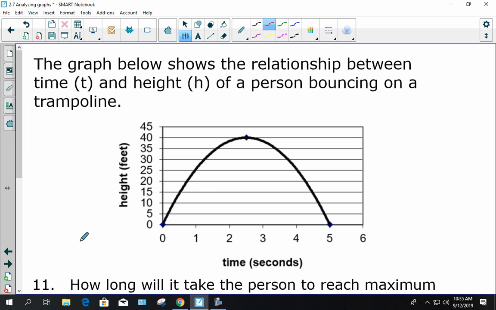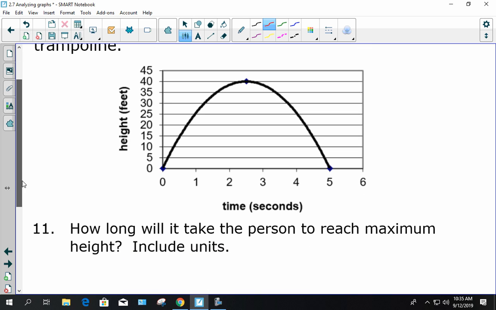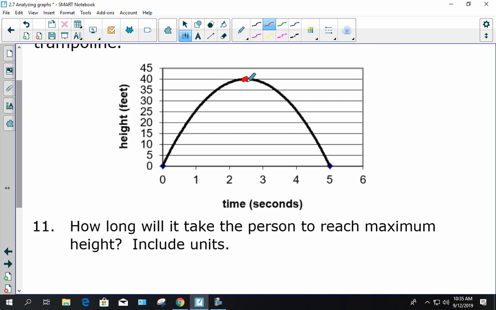Okay. This is my favorite. I love this one. The graph shows the relationship between time and height of a person bouncing on a trampoline. How long will it take the person to reach the maximum height? How long does that take? 2.5 seconds.